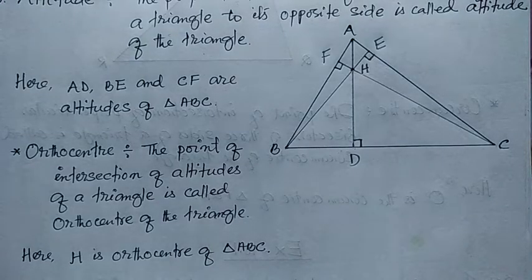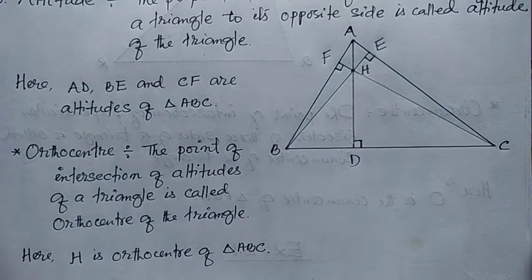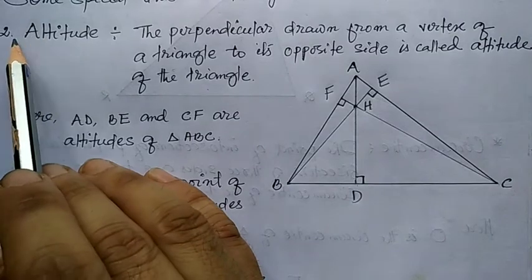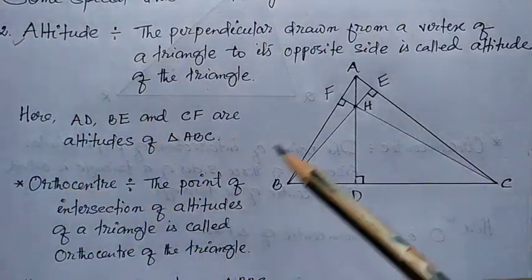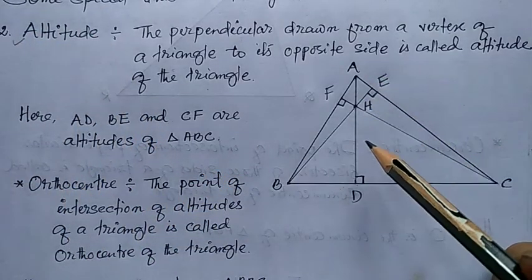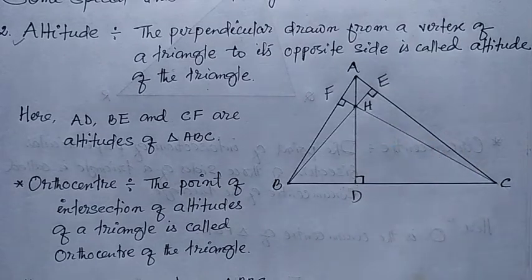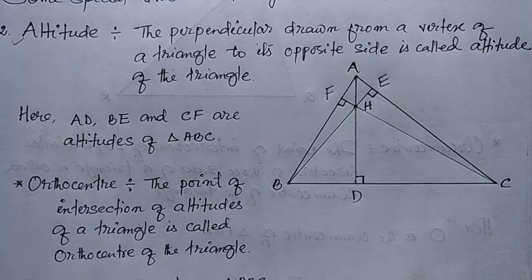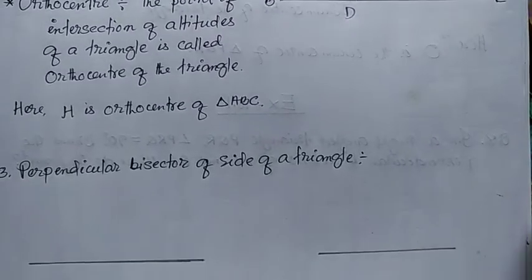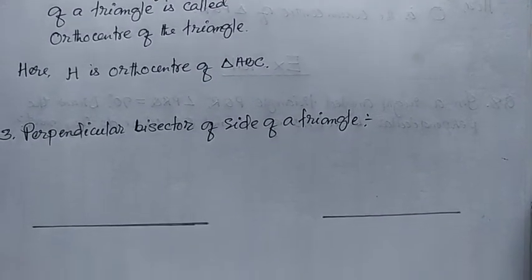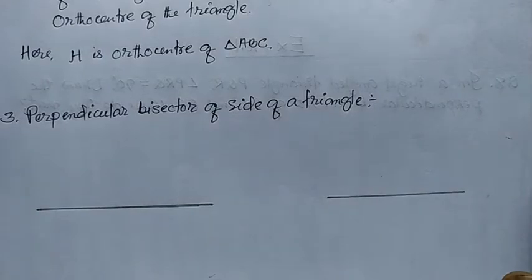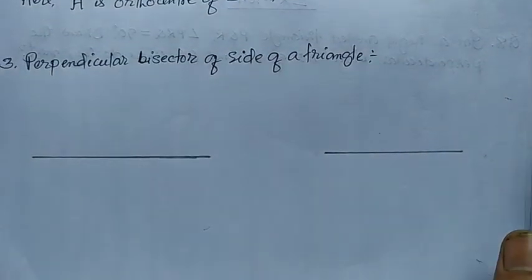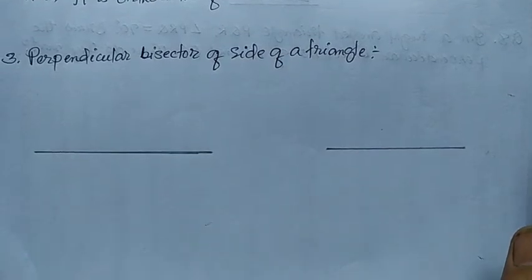So that is the second special line in a triangle. You have to memorize what an altitude is. Then try to understand it and try to learn how to draw altitudes for a given triangle. Then the next one, you have to memorize this orthocenter. Now moving to the next topic, we have the perpendicular bisector.